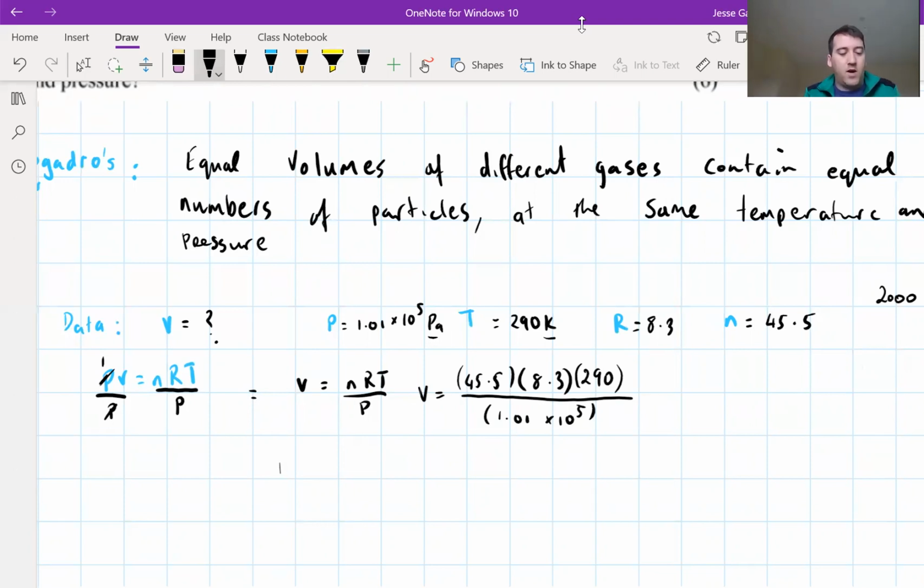All right, so I'm going to go ahead and do it. I'm doing 45.5 times 8.3 times 290. All that is over 1.01 times 10 to the 5. Press equals, and I'm getting this answer here, 1.084. So what are my units then? Well, it's a volume, and the SI units for volume are meters cubed. So 1.084 meters cubed. That is my volume of my gas. All right, well done. If you got that, it's great stuff.